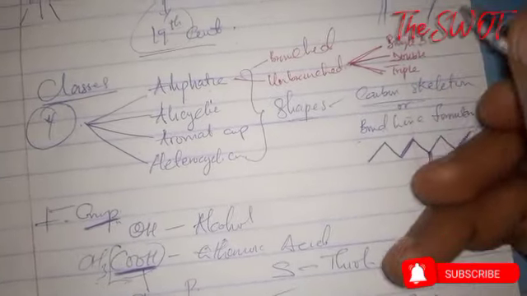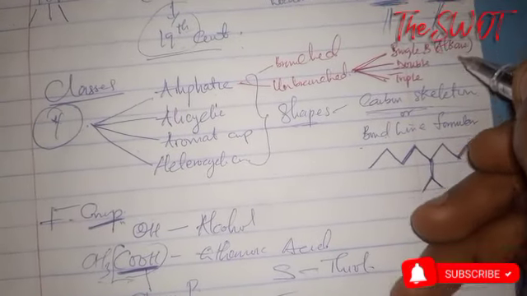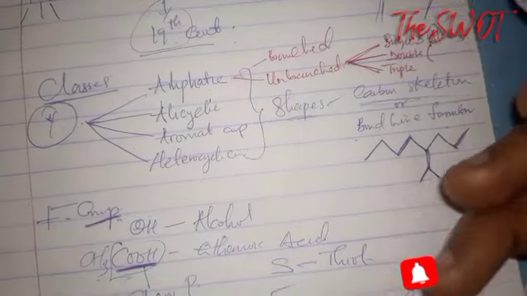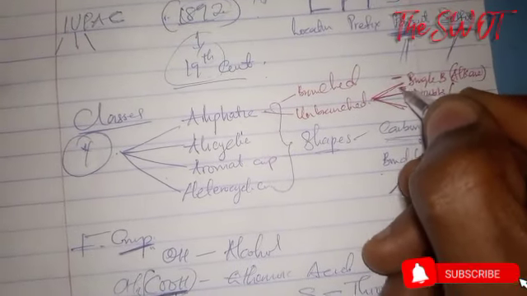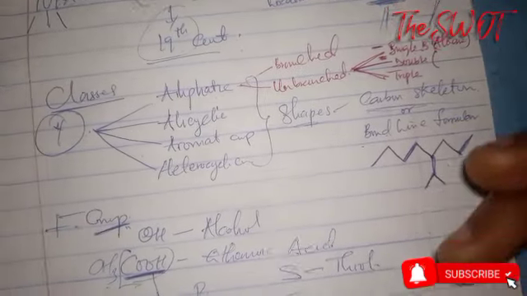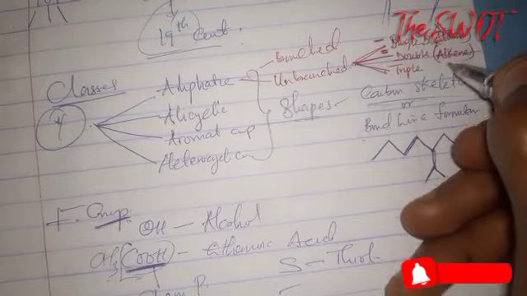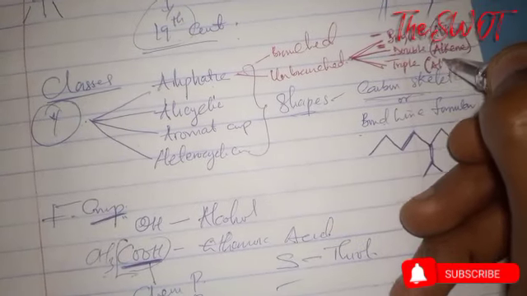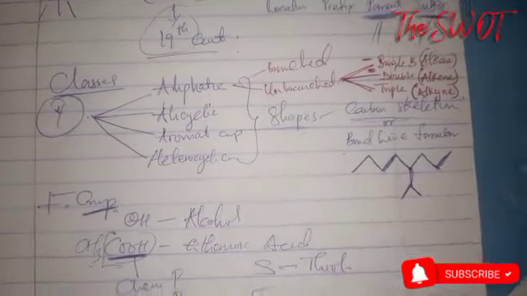Now this is what I mean. The single bond is otherwise known as the alkane family. The double bond, like this, is known to be the alkene, and the triple bond is known to be the alkyne. So that's what we just need to know.